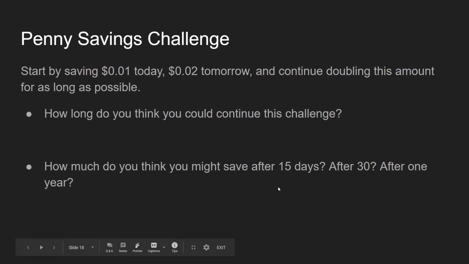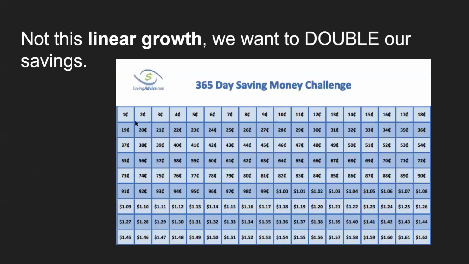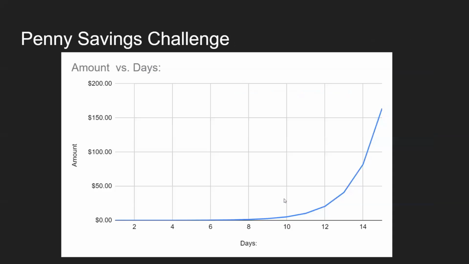And to make sure your mind is in the right spot, this is not what I'm talking about. I'm not saying you have 1 penny and then 2 pennies and then 3 pennies and then 4, because this is an absolute change. This is linear growth. You're adding a penny every day. I'm not referring to that type of growth. I'm referring to exponential growth where we have doubling.